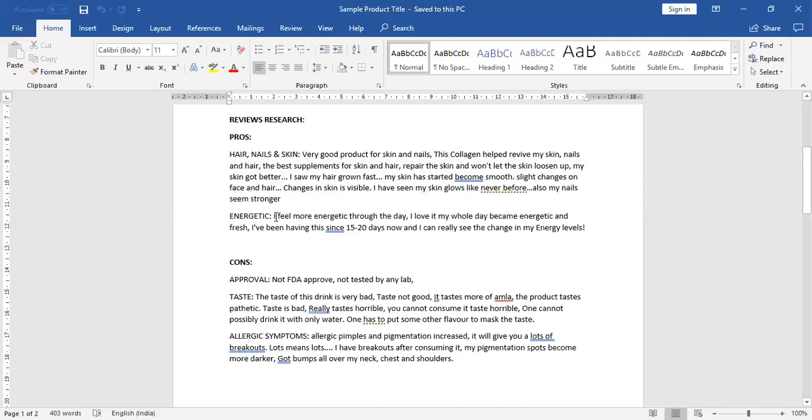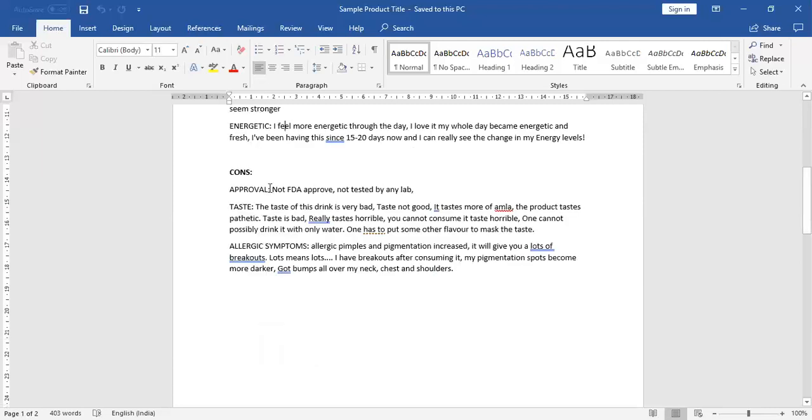So some people say I feel more energetic throughout the day. One said I love it, my whole day becomes energetic and fresh. Another person said, I have been having this for 15 to 20 days now, and I can easily see the change in my energy level. So I have done it for both the pros and cons.